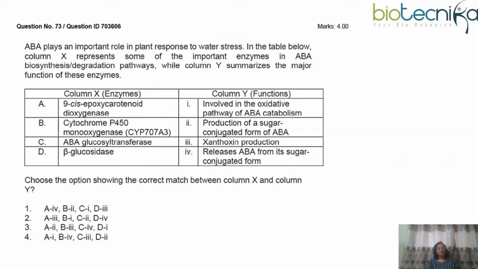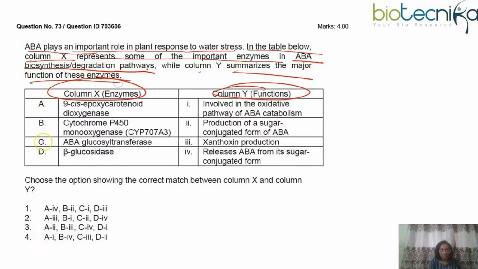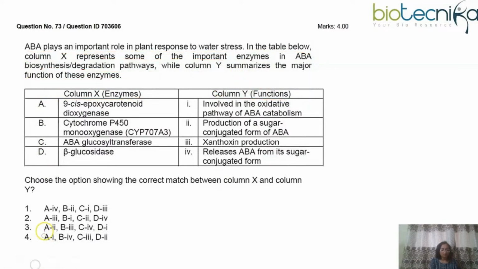Alright, next question. Now this question is from abscisic acid biosynthesis. Plant hormone abscisic acid plays an important role in plant response to water stress. In the table below, column X represents some of the important enzymes in abscisic acid biosynthesis and degradation, while column Y summarizes the functions of those enzymes. So it's a simple match the column.